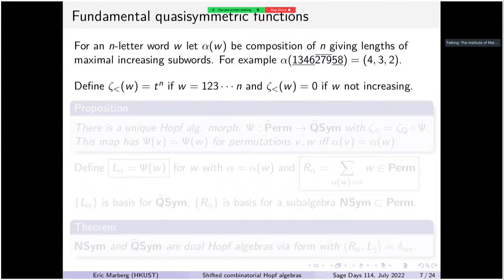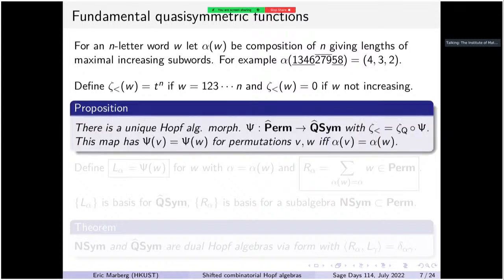And then the natural character, or increasing character, to evaluate on words is: if W is strictly increasing of length n, then you map it to t to the n, and you map every other word to 0. So this is our interesting choice. And if you go back and look at that shifted shuffle product, this actually becomes an algebra morphism for this Hopf algebra of permutations. So it's a fun exercise.